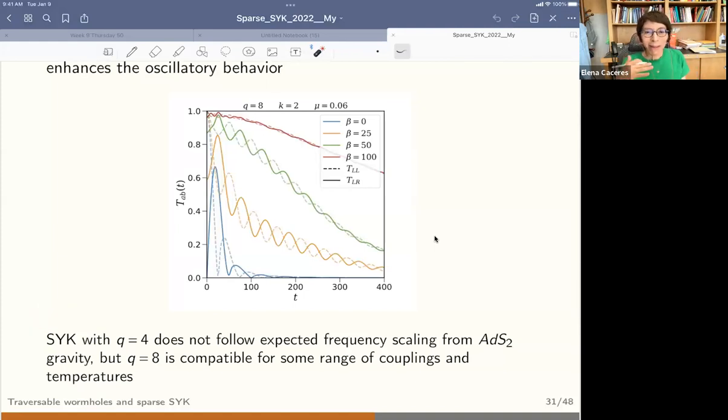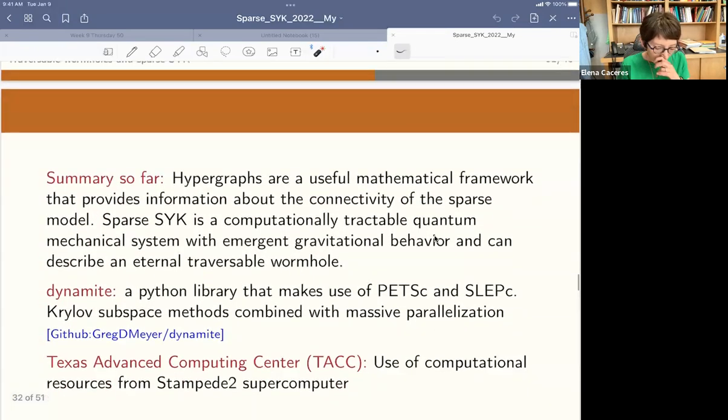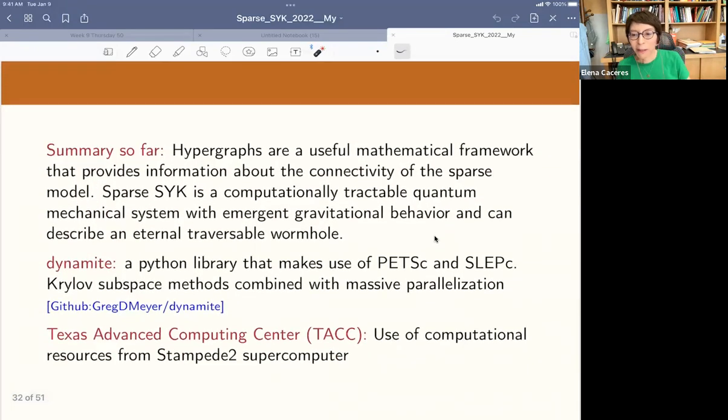So our diagnosis so far has been that we did more things in the paper, the Green's functions and whatnot, but the things that I showed you were the energy gap, which is pretty convincing, that follows the scaling with gravity, and these revival oscillations that we're able to reproduce for certain values of Q and K. So the summary so far is: hypergraphs are a useful mathematical framework that provides information about the connectivity of the sparse model. Sparse SYKs, yeah.